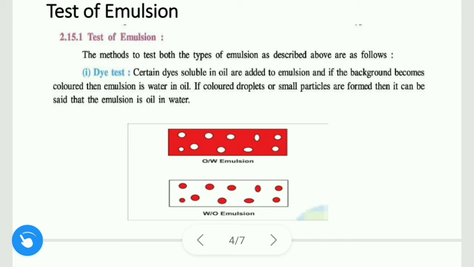If the color of the emulsion changes, then we can say it is a water in oil emulsion. You may ask why? Because in water in oil emulsion, oil acts as the dispersion medium, so the dye will react with the oil, and so the overall color changes, and so we can say it is a water in oil emulsion. Otherwise, if it does not change its color, it is an oil in water emulsion.